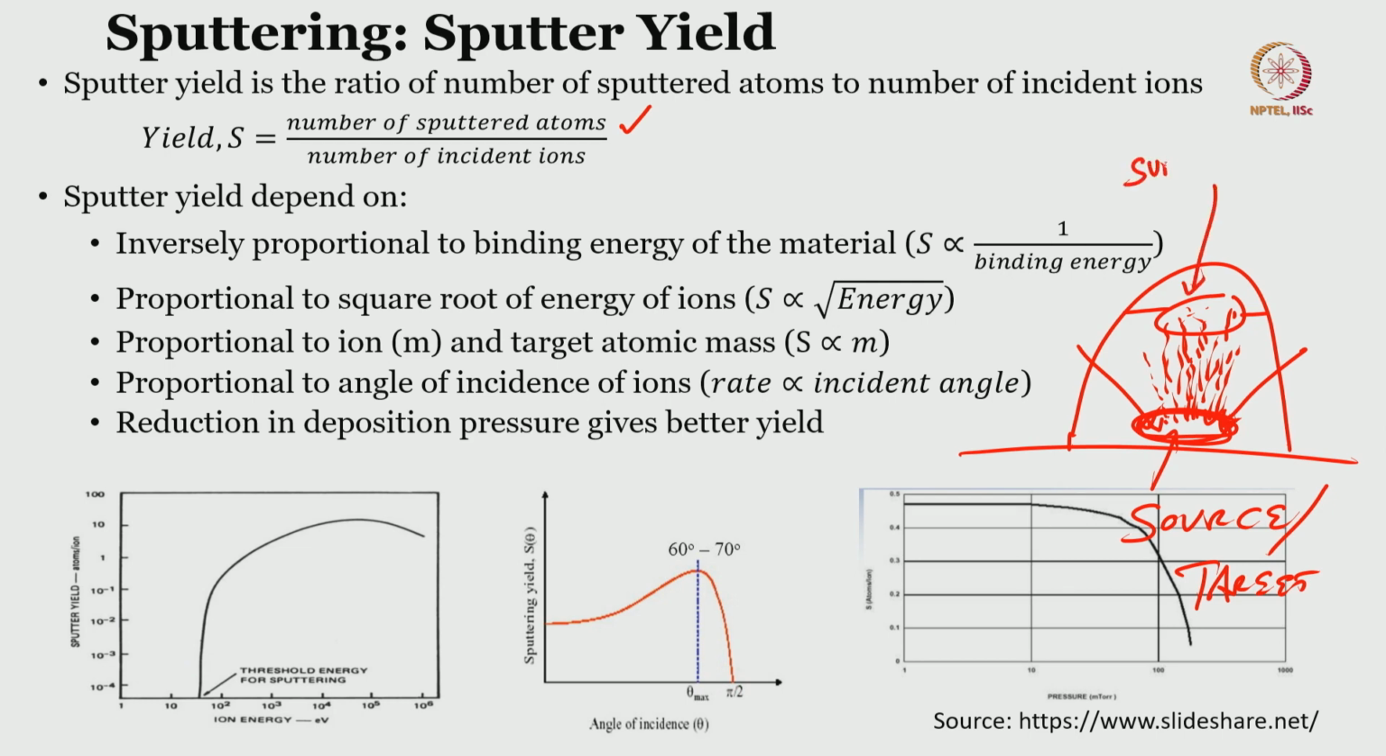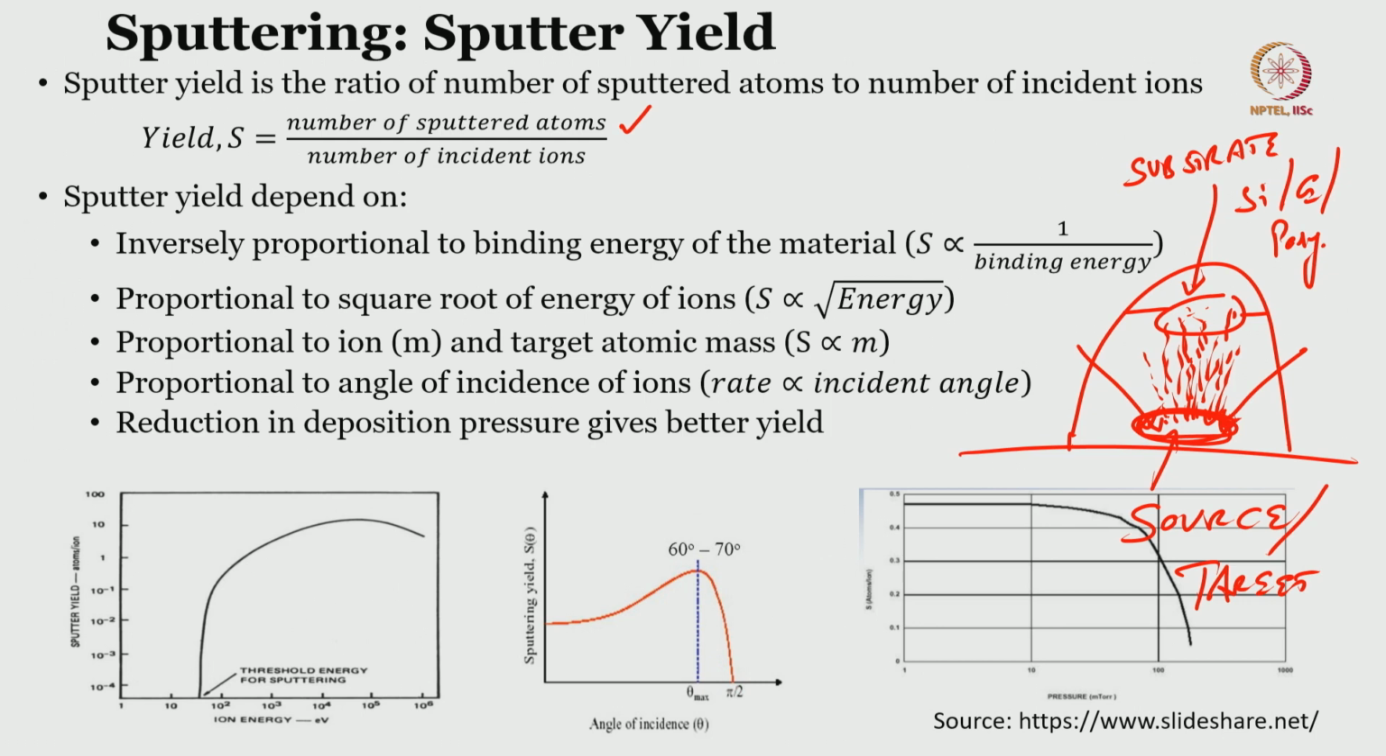What can be our substrate? Substrate can be silicon, can be glass, can be any polymer, anything on which we want to deposit our material. So, the number of sputtered atoms divided by the number of incident ions, how many atoms are sputtered corresponding to how many ions are incident. So, sputtering yield depends on the following things.